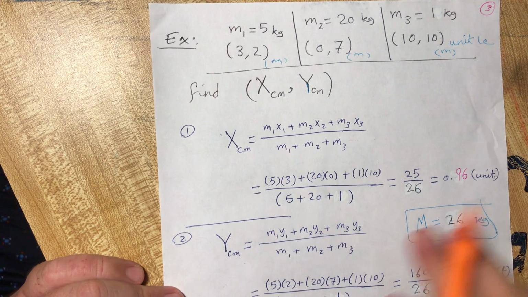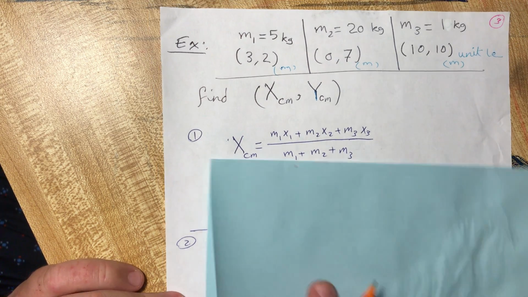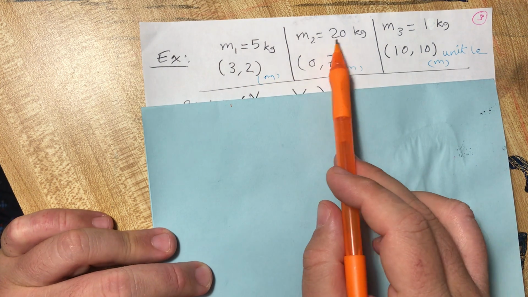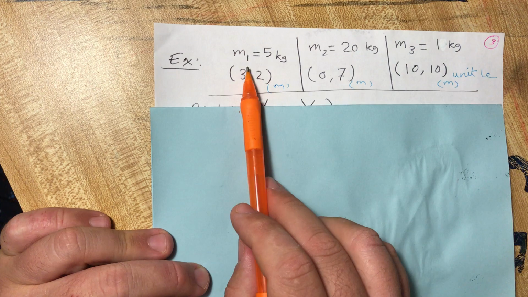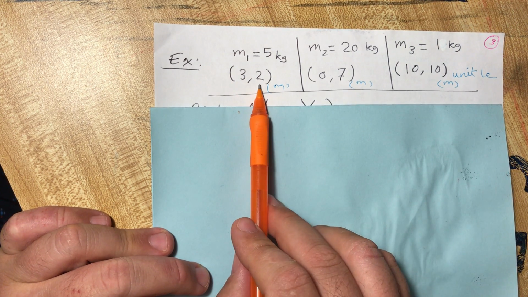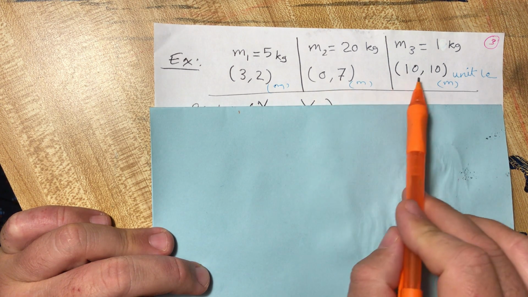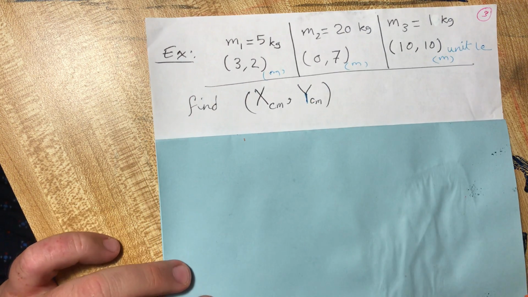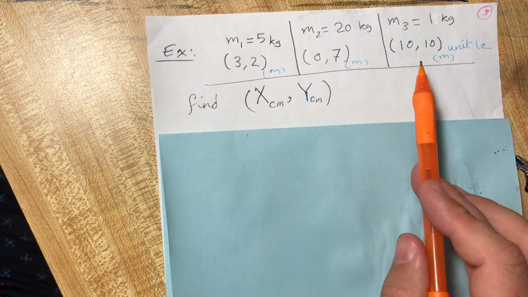We don't need to draw the xy plane. It is just numbers. Okay. If we have three masses, m1 is 5 kilograms, m2 is 20 kilograms, m3 is 1 kilogram. The position for m1 is x1, y1 equal to 3, 2, x2, y2 equal to 0, 7, and 10, 10, which is x3, y3. Okay, find the point of center of mass of this system of bodies.